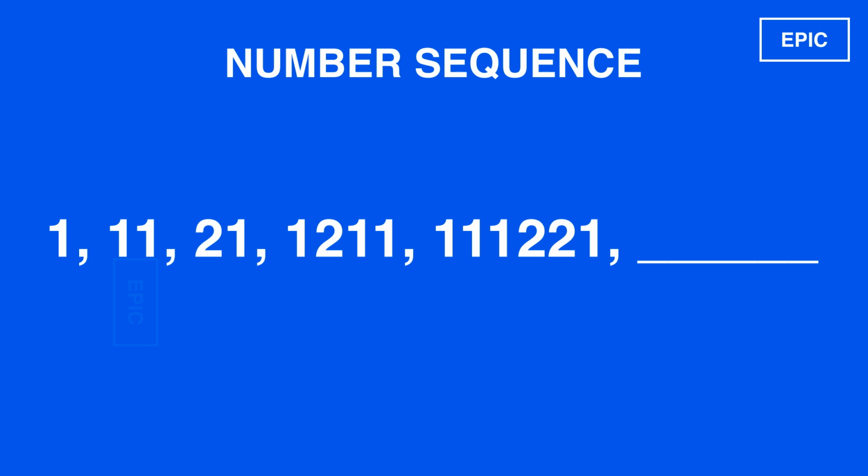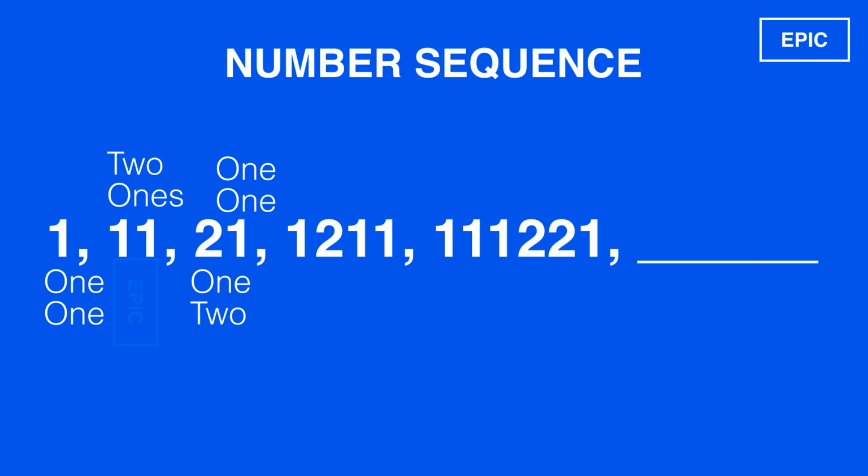Here is the answer. Each term is the description of the preceding term. The first term has 1 1, which is the second term. The second term has 2 1s, which is the third term. The third term has 1 2 and 1 1, which is the fourth term.